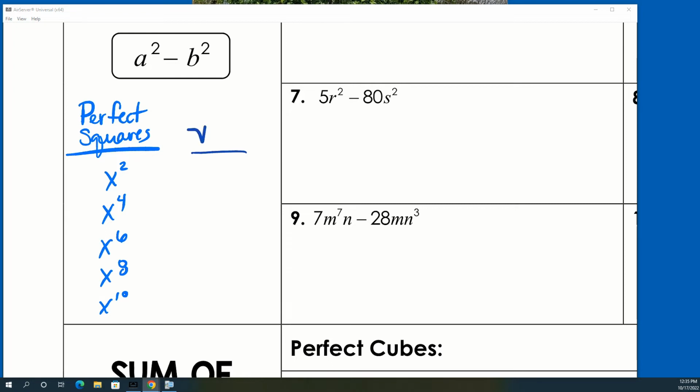And if we want to find the square root of a variable, you're going to divide the exponent by 2. So the square root of x squared, divide the exponent by 2, we get 1. So it's just x. The square root of x to the 4th is x squared. The square root of x to the 6th, we're just going to divide 6 by 2, and we get x to the 3rd.